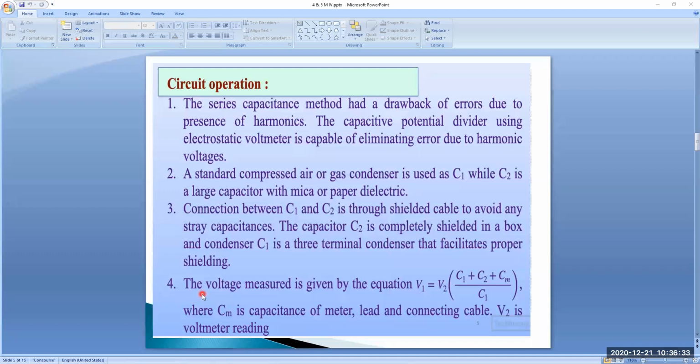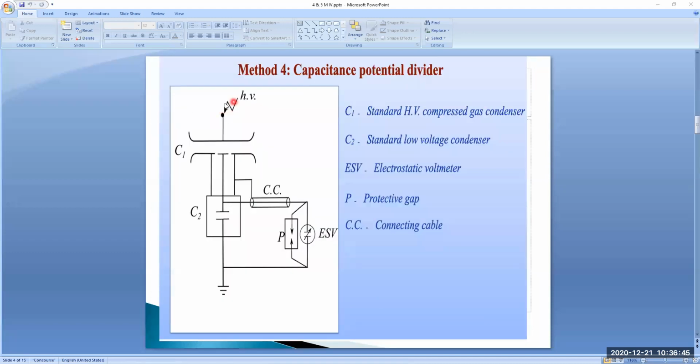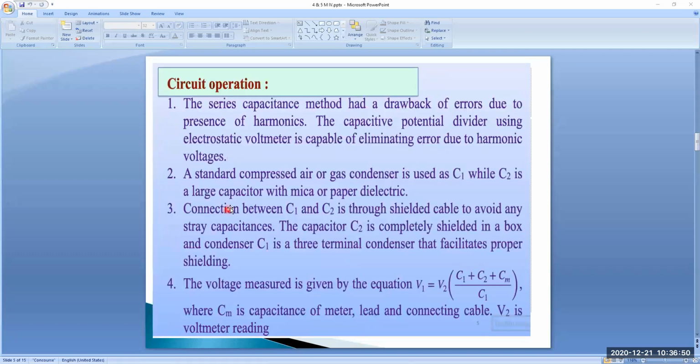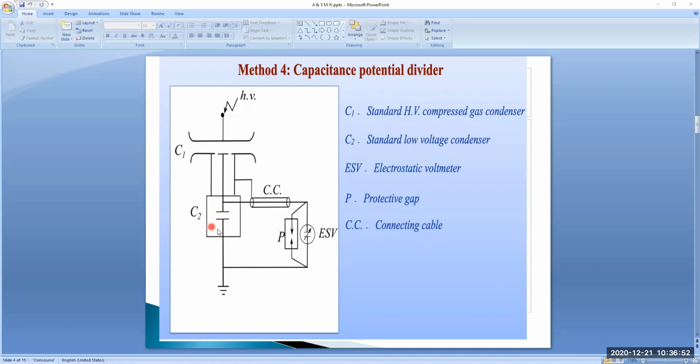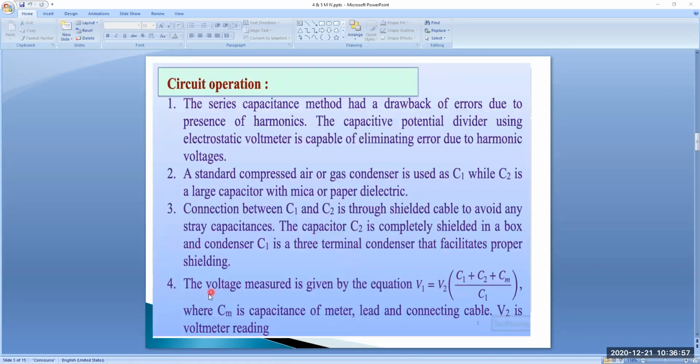The fourth one: the voltage measured is given by the equation V1 = V2 (C1 + C2 + Cm) / C1. Here the high voltage is called V1, and we have to measure the voltage across the capacitor C2 using the electrostatic voltmeter. That is called V2. Here Cm is the capacitance of the meter.